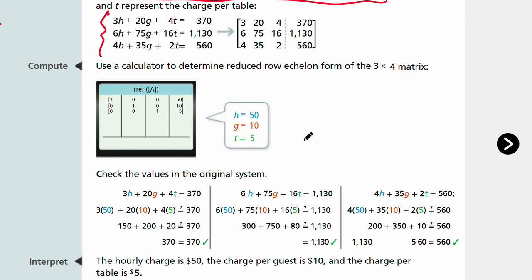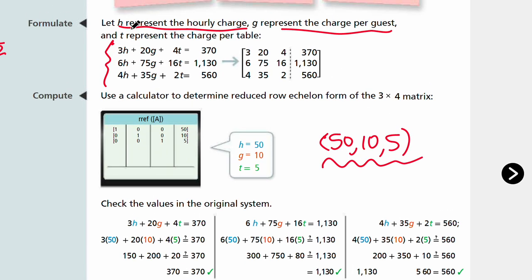Good. But this is not the final answer for your word problem, because of course you can write 50, 10, 5. But what does this mean? We need to be able to interpret what this means in terms of the context. If you have a context, then this is not your final answer. If you have a context, those numbers mean something. So you need to interpret that using what each variable represents.